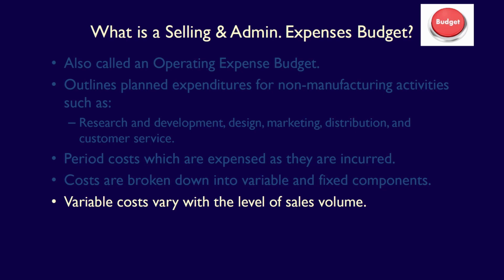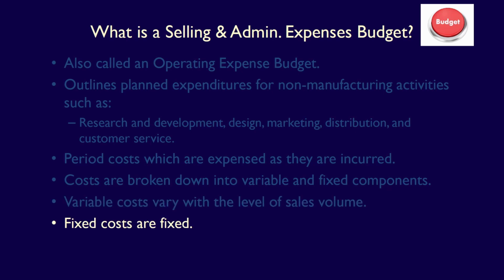The variable expenses vary with the number of units sold, never the number of units produced. For instance, sales commissions are dependent on the number of units sold. Commissions are paid to motivate the sales personnel to generate sales. Fixed costs are fixed, at least within the relevant range.